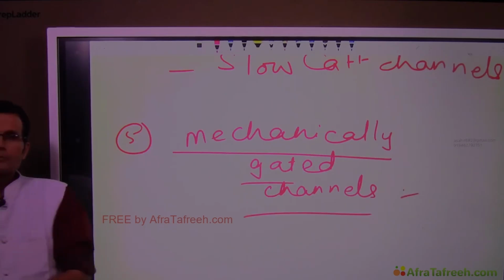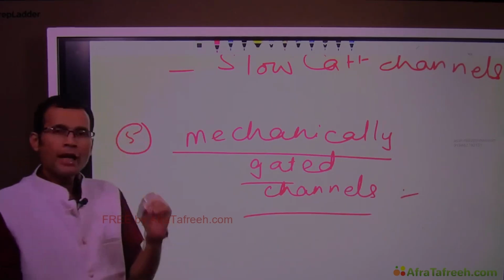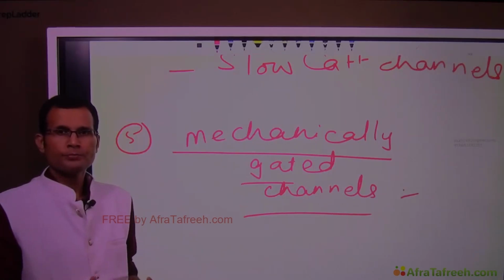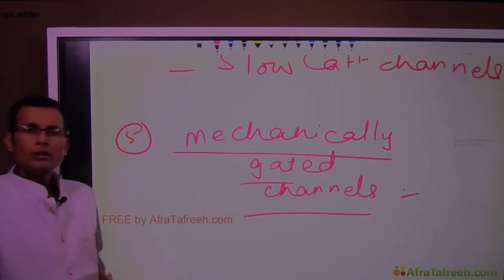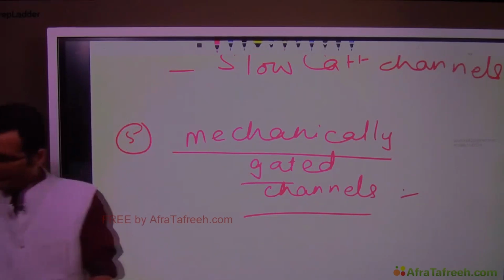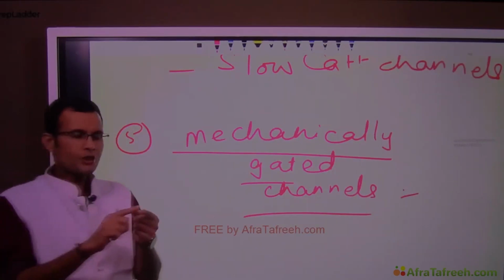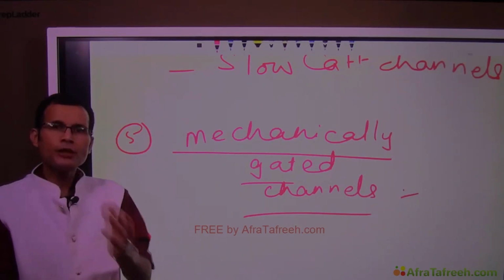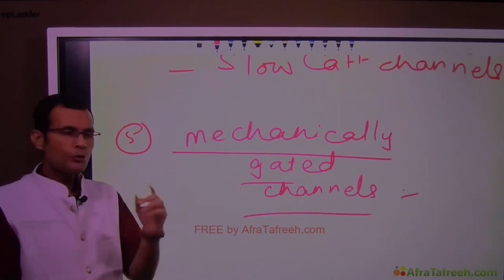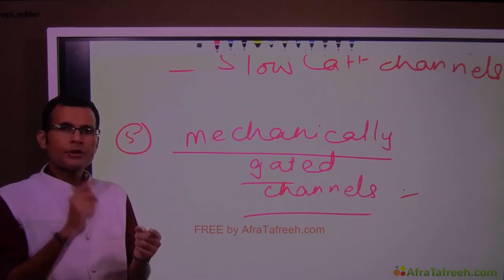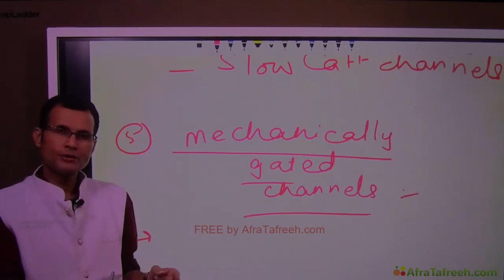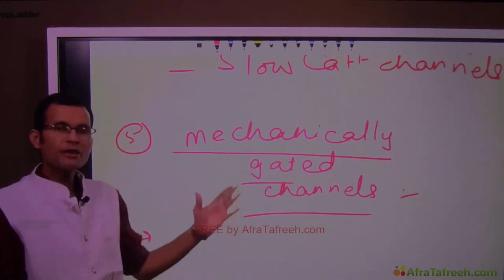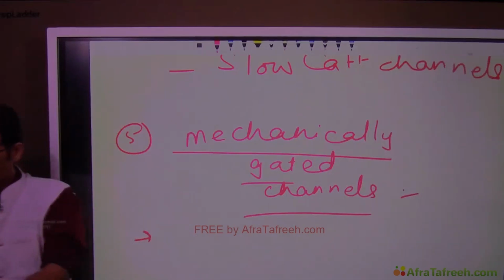Mechanically gated channels means a mechanical stimulus will open the gates of those channels. What is the example? Touch receptor in the skin. It's a mechanically gated sodium channel. When you apply touch, a mechanical form of energy, that opens the sodium channel. So it would be called a mechanically gated sodium channel.